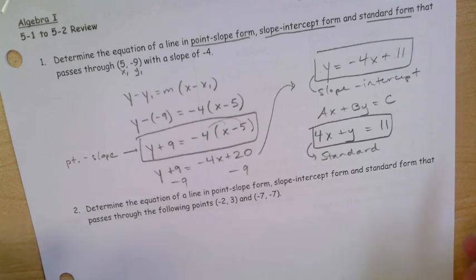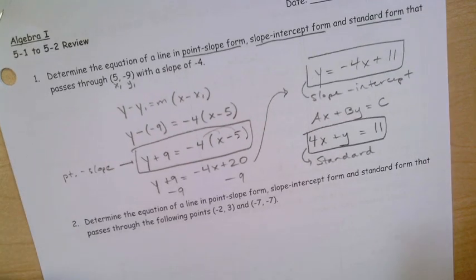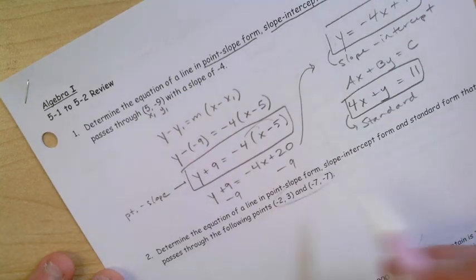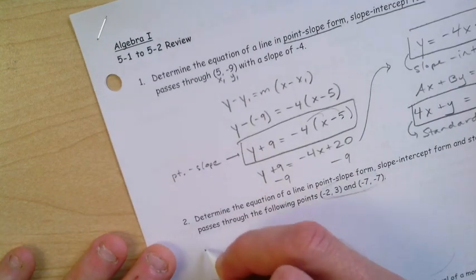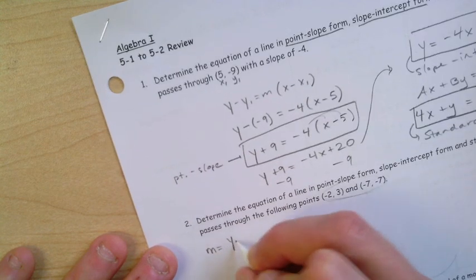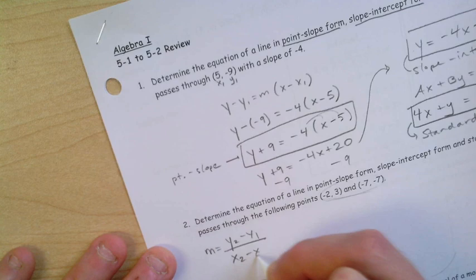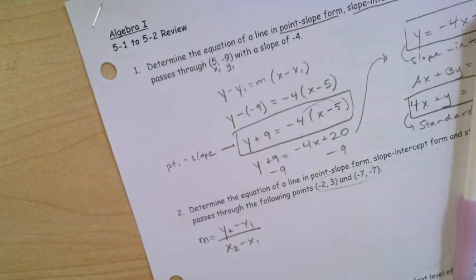And you can take a look at number 2. It's a little bit more involved. This time you have 2 points. So I'll just get you started on this. You're going to have to figure out the slope between those 2 points first. And then I believe you can go ahead and start to figure your way out from there. Okay?